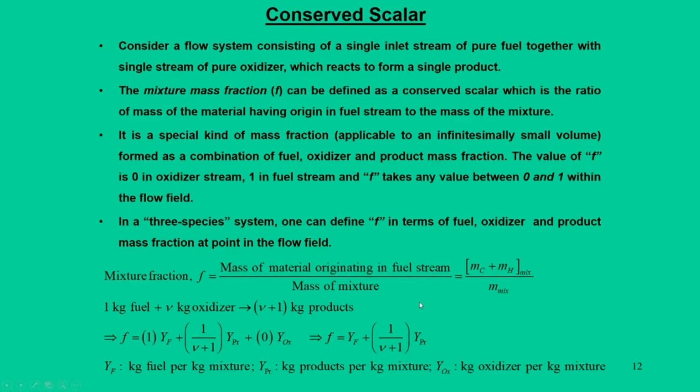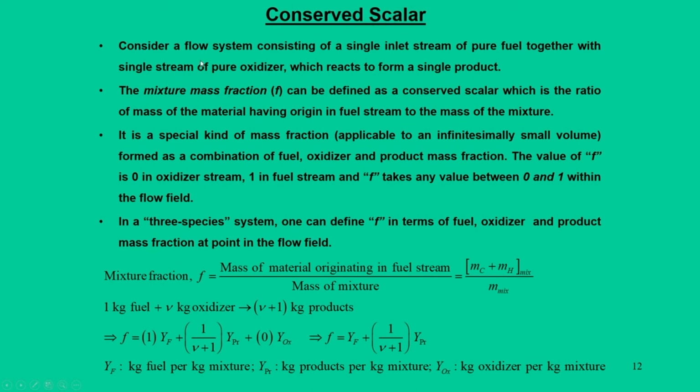Another important aspect is that the conserved scalar is particularly useful in dealing with diffusion flames, where fuel and oxidizer streams are initially segregated. However, in premixed combustion situations, the conserved mixture fraction does not provide any new information. Now, let us see how to calculate the mixture fraction F, which is typically considered a conserved scalar.